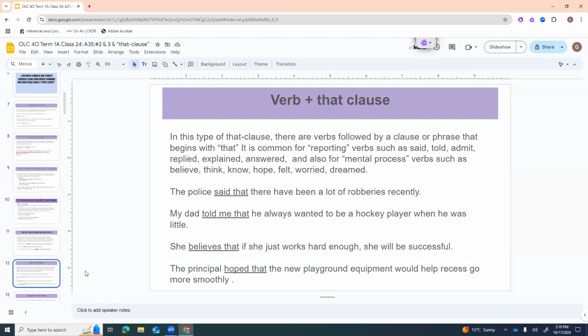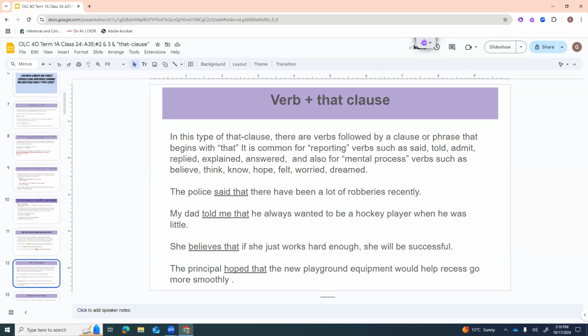explained. It can also be used for thinking verbs or mental process verbs like believe, think, know, hope, felt, worried, dreamed. So if I say the police said that there have been a lot of robberies recently, that is kind of indicating, hey, here's what their words are. We're sort of using it in replacing quotation marks.